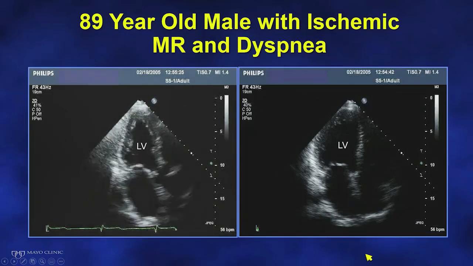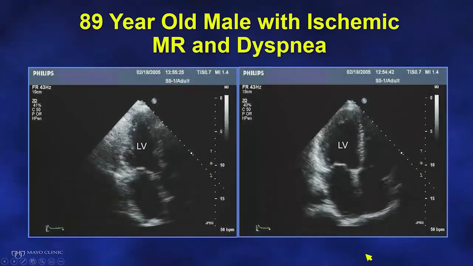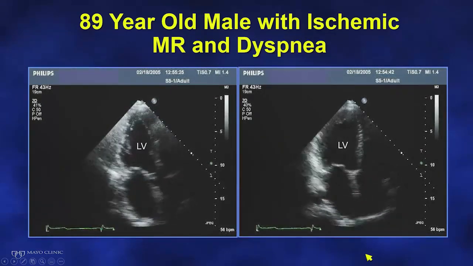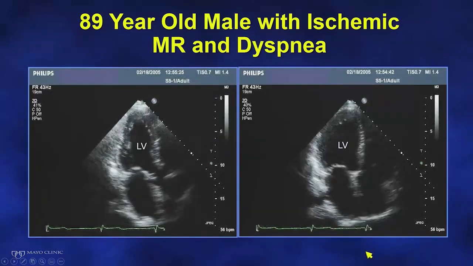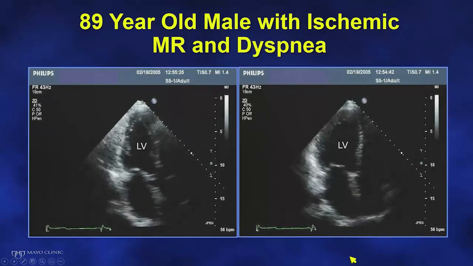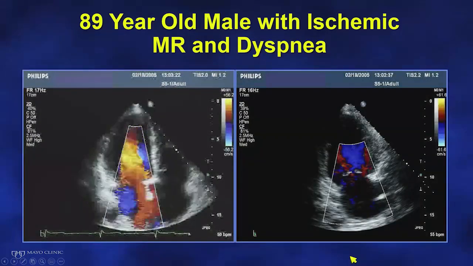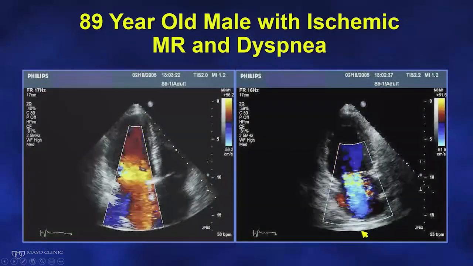Now, the importance of loading conditions in the hemodynamics of mitral regurgitation has been mentioned previously, but I just wanted to show you another example. This is a Mayo Clinic format, the left ventricle with ischemic cardiomyopathy, and this patient has MR and dyspnea. Here is the mitral regurgitation. I'm not going to waste time doing a PISA, but it's quite severe, as you can see here.